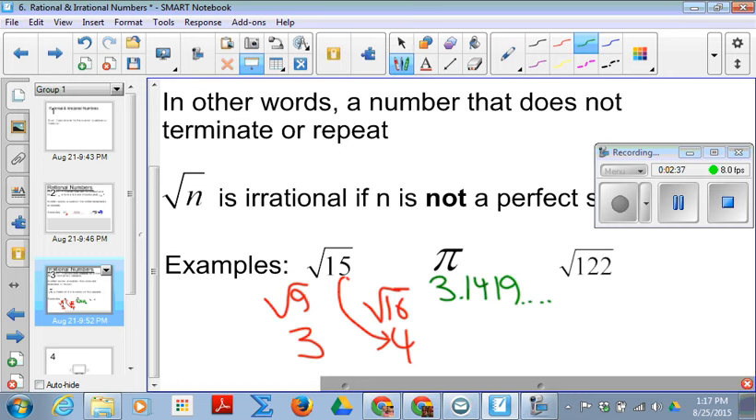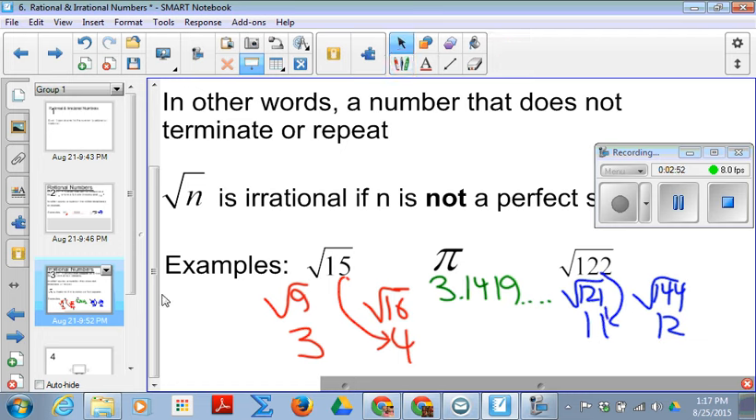Then the square root of 122, we know it's going to fall between radical 121 and radical 144. So it's between 11 and 12, right closer to 11, but a never-ending decimal. So that is all we need to know for rational and irrational. Know the definitions. Know how to identify them.